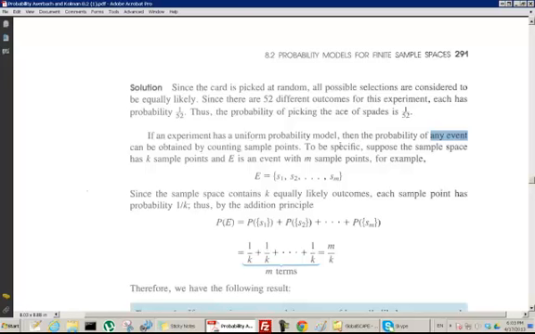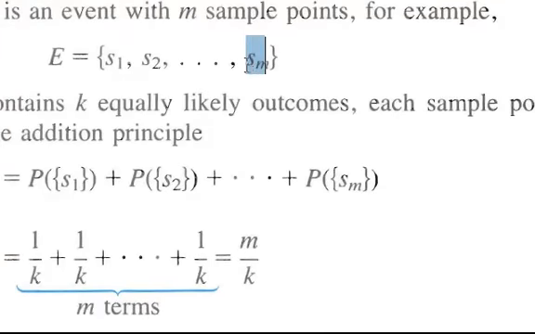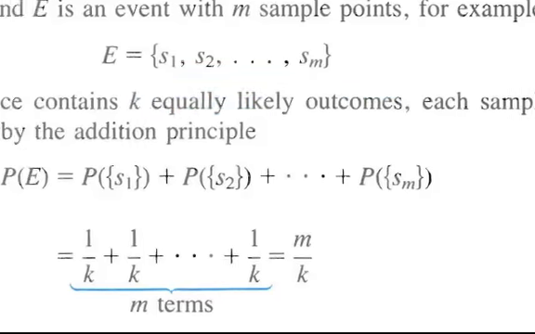To be specific, suppose that the sample space has k points, and E is an event with m sample points. So m is supposedly less than k, right? Because you can't have more elements in the event than are in the sample space. Since the sample space contains k equally likely outcomes, each sample point has probability 1 over k.